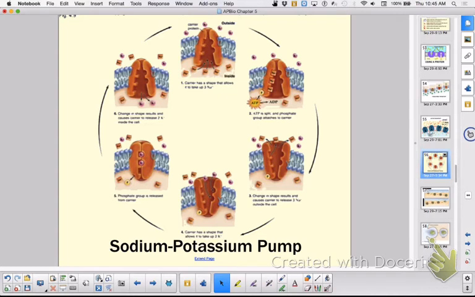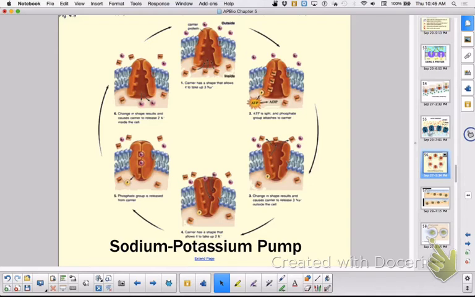Okay? And I told you this before. 30% of all the ATP you make is for this sodium potassium pump. So this is critical for life functions. You're using 30% of your ATP in order to continue to pump sodium out and potassium inside a neuron, for example.